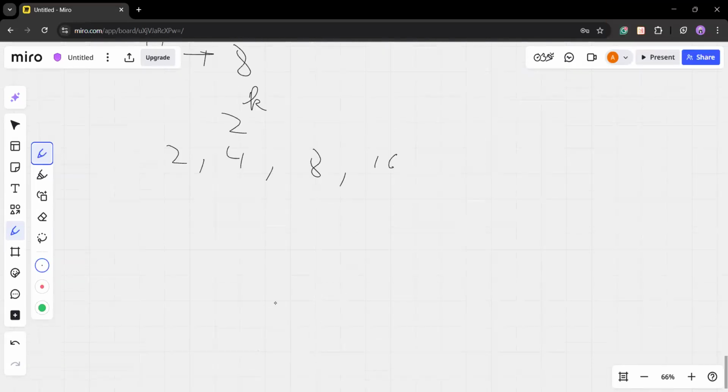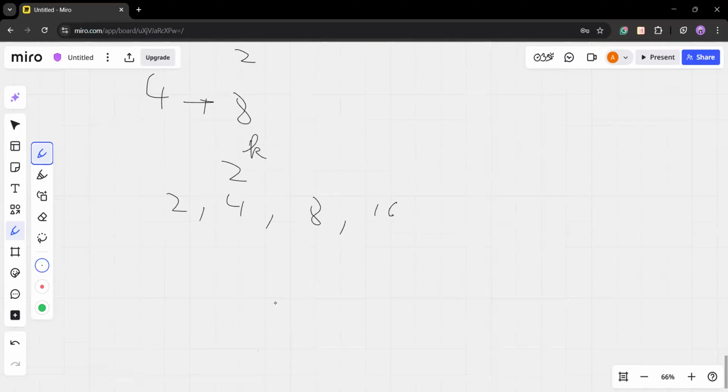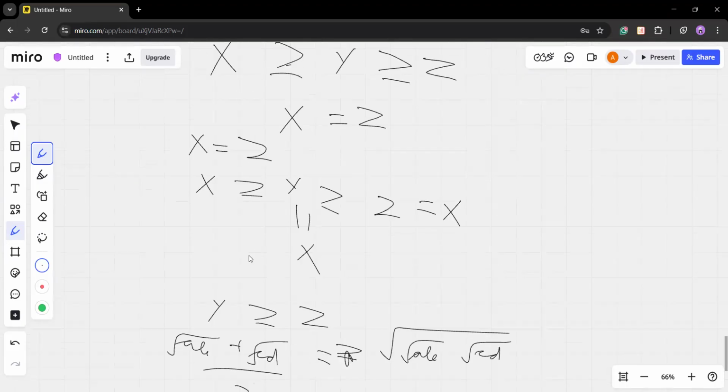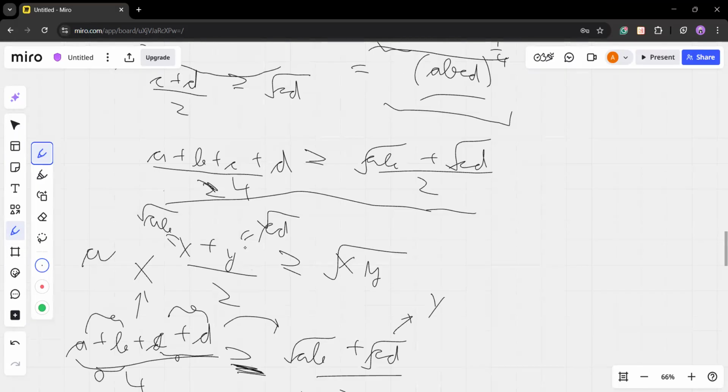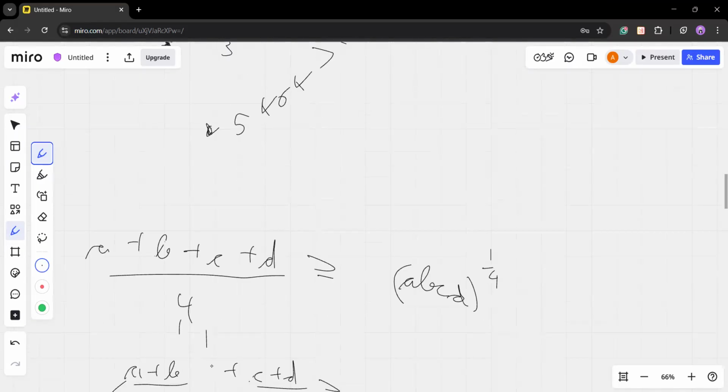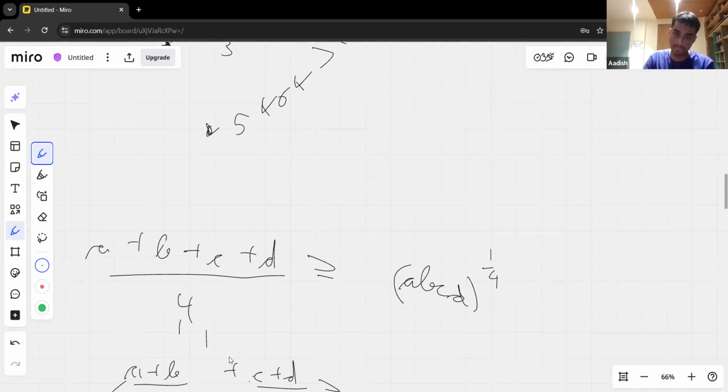Bhaiya, I have a doubt. Is (A plus B plus C plus D) upon 4 always greater? Can it be lesser than the root? No, no, it cannot be. That is the entire statement of AMGM. It can never be less. Okay.